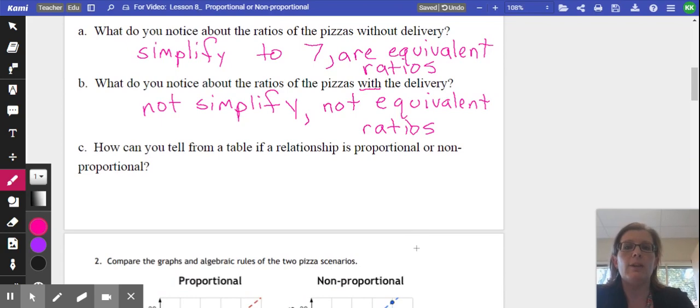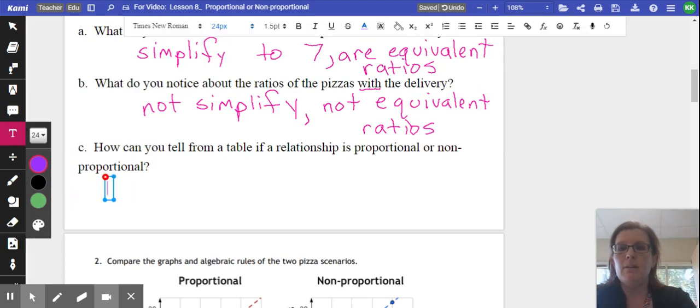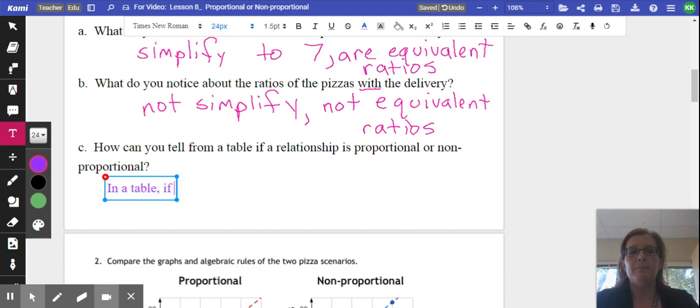So how do we use that information? How can we tell from a table if a relationship is proportional or non-proportional? I'm going to type this for you so that it looks a little prettier. So how can we tell in a table if a relationship is proportional?